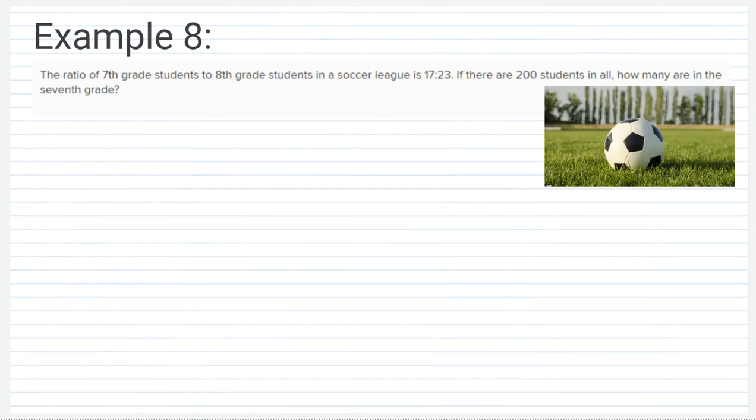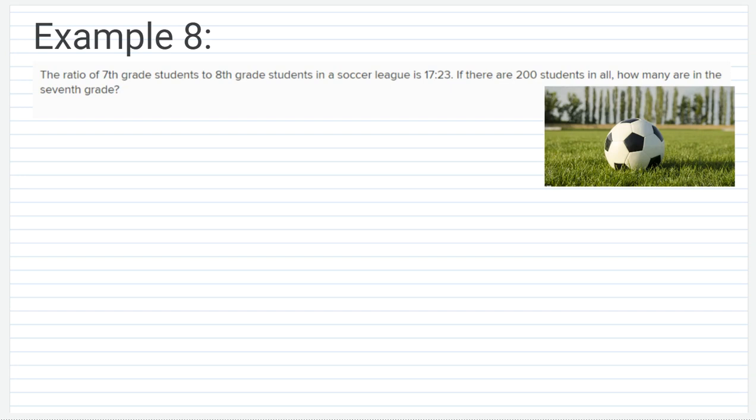All right, so for this last one, we're taking a look at another situation where we actually are given a grand total, and we have a ratio that does not directly give us that total. So this one says the ratio of 7th grade students to 8th grade students in a soccer league is 17 to 23. If there are 200 students in all, how many are in the 7th grade?